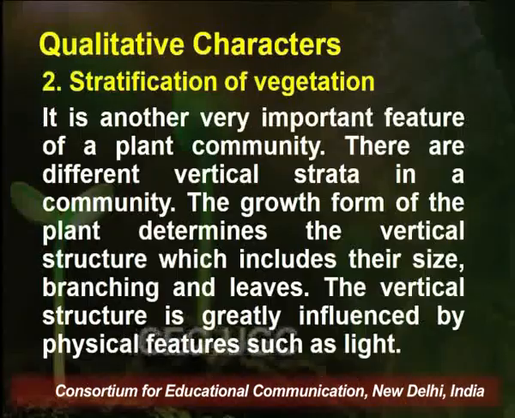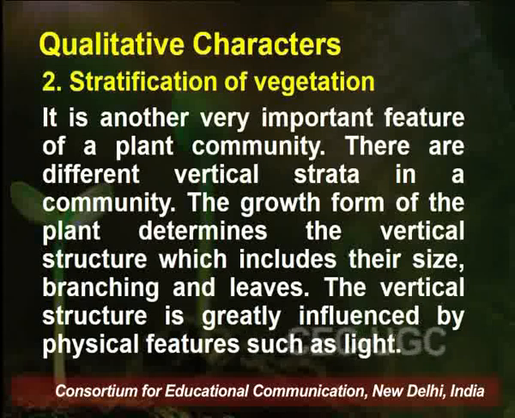Now, moving on to the next character, which is stratification of vegetation. This is also a very important feature of a plant community and in understanding a plant community. There are different vertical strata in the community. So, the growth forms of plants determine the vertical structure, which includes their size, branching and leaves. The vertical structure is generally greatly influenced by physical features such as light.